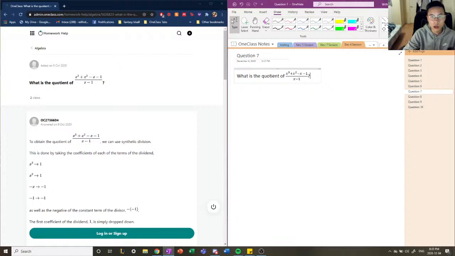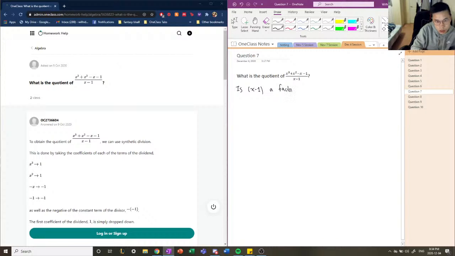Long division and synthetic division both try to do the same thing. They essentially try to figure out whether or not a possible factor of a polynomial is actually a factor. So when we look at this quotient, x cubed plus x squared minus x minus 1 divided by x minus 1, this question is basically reading: is x minus 1 a factor of x cubed plus x squared minus x minus 1? So that's another way to read this question.